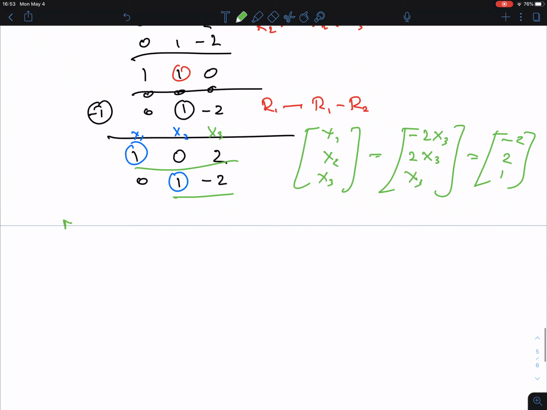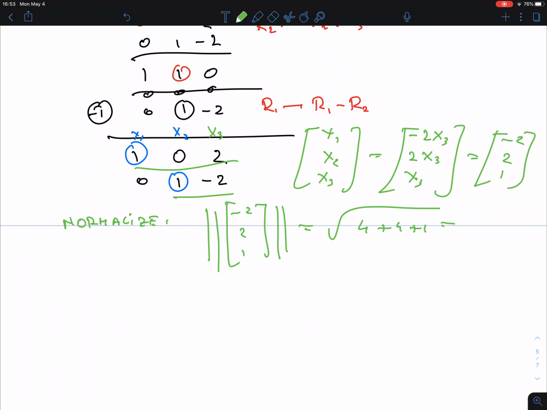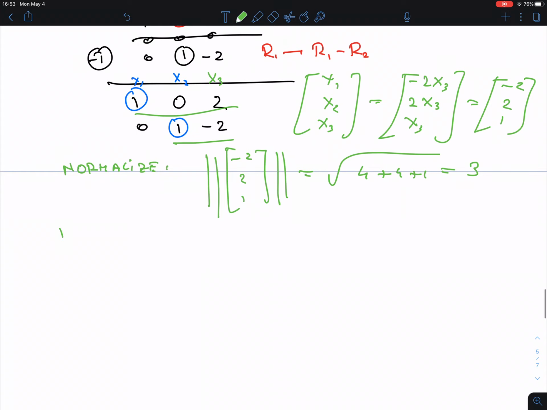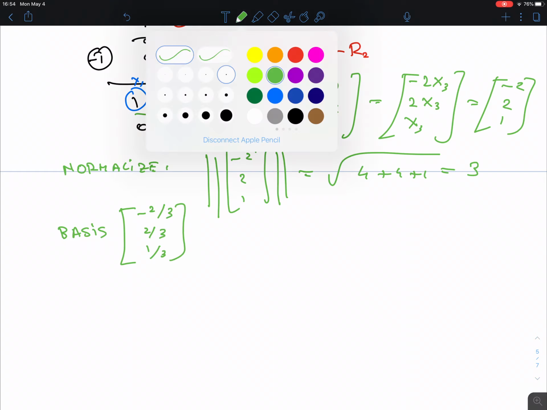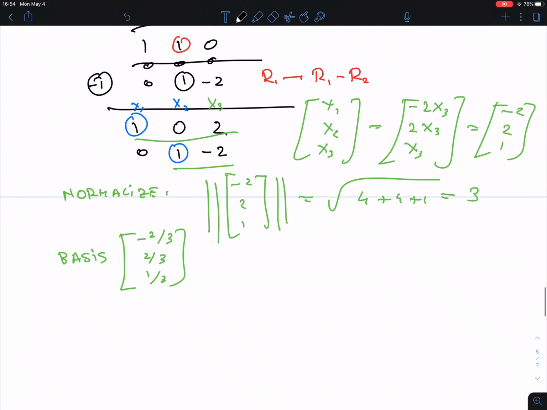Okay, we have to normalize, don't forget, normalize is always something you need to do, and so we get the norm of minus 2, 2, 1. And this again is nice because it's 4 plus 4 plus 1, so that is radical 9, that is 3. So our orthonormal basis, I'm going to just write basis here, is minus 2/3, 2/3, 1/3. Okay, and then finally lambda equals negative 3.